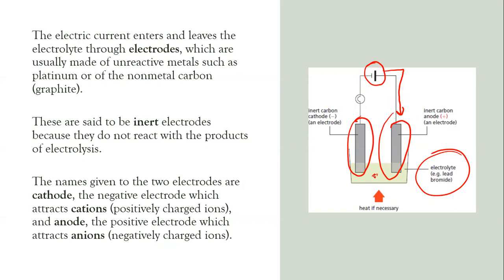Graphite is just one of the forms of carbon. So graphite and carbon are the same thing. So if you write down graphite or carbon in your past papers, it's completely correct. So either platinum or carbon, and they have to be completely non-reactive. Do you follow me so far?